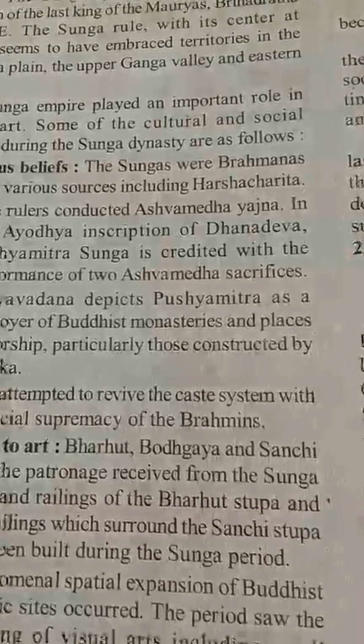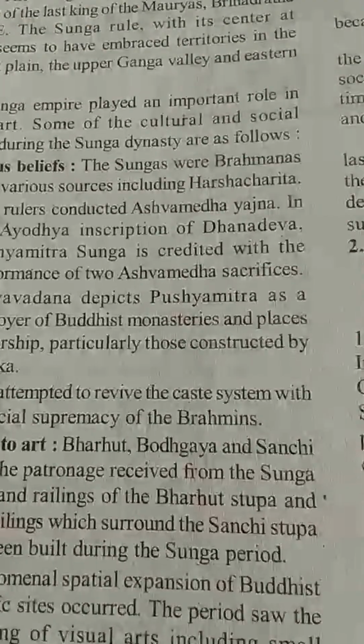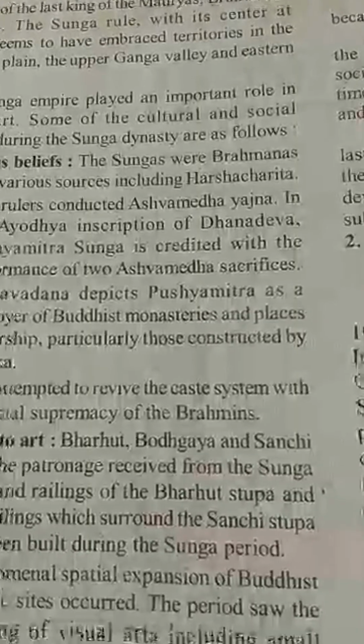Patronizing arts, some of the cultural and social developments of the Sunga dynasty are as follows. Ashwamedha Yajna. The Ayodhya inscription of Dhanadeva says Pushyamitra Sunga is credited with the performance of two Ashwamedha sacrifices.